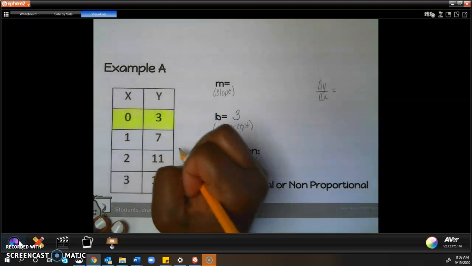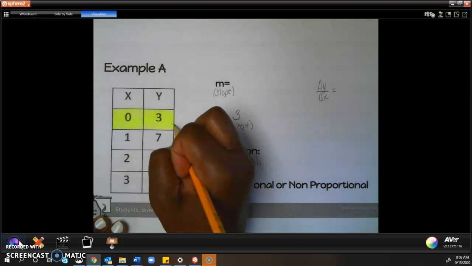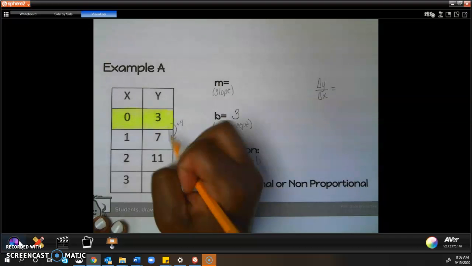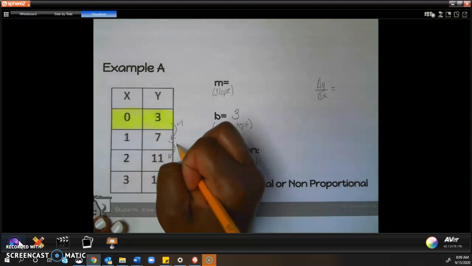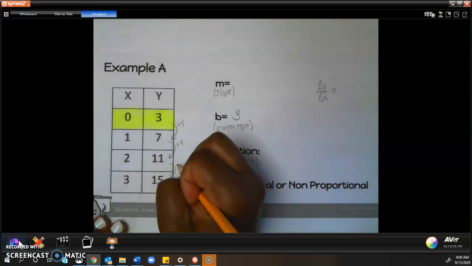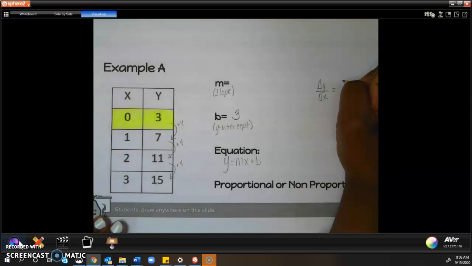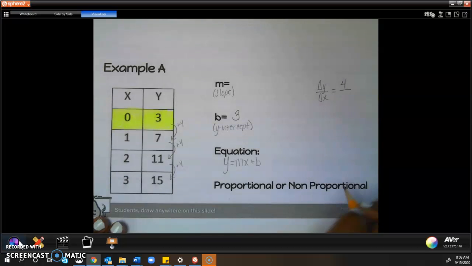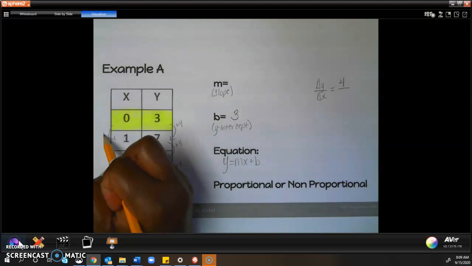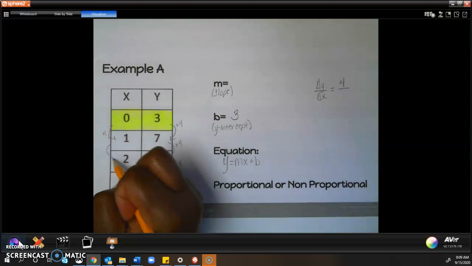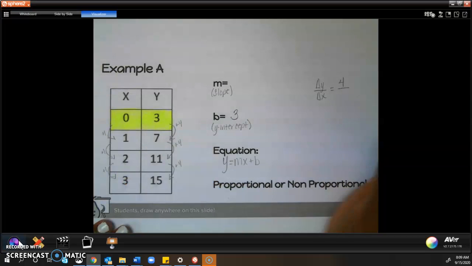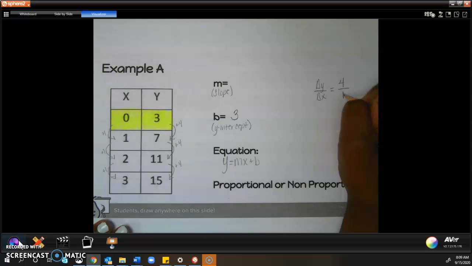So first I'm going to see the change in my y value. To go from 3 to 7, I'm adding 4. From 7 to 11, adding 4. And 11 to 15, I'm adding 4. So my change in y is plus 4. Okay, so we know it's positive. To go from 0 to 1 is 1. 1 to 2, 1. 2 to 3, 1. So my change in x is 1.